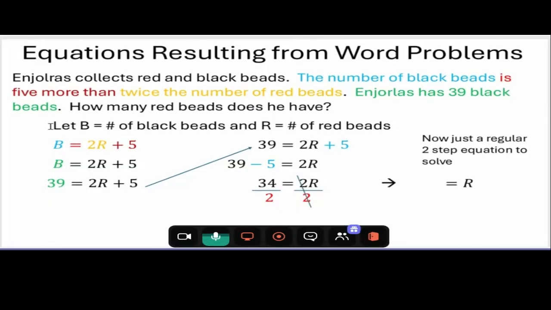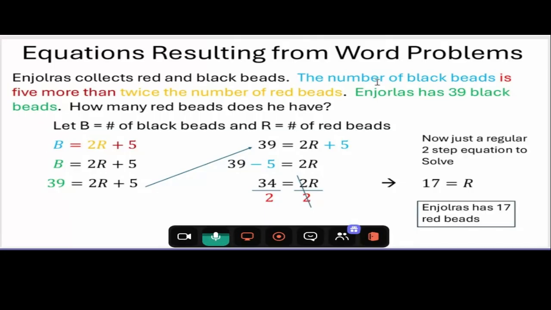The 2's cancel, leaving just an R on the right-hand side. 34 divided by 2 is 17. And then I think we probably want a sentence answer here. Enjolras has 17 red beads. Okay, so again, the let statements to organize your thinking.